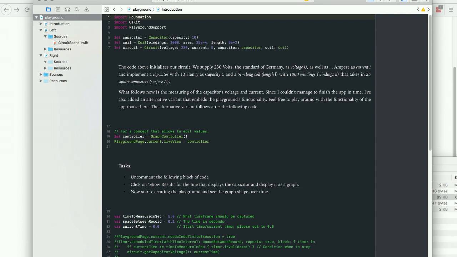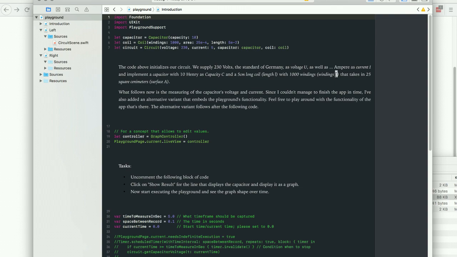The code above initializes our circuit. We supply 230 volts in the standard of Germany as voltage U, as well as ampere as current I. So you see here are dots. That means it could have been anything really, since it's a result. I just went with a number that seemed real. And implement a capacitor with 10 Henry as capacity C and a 5 centimeter long coil length L with 1,000 windings.